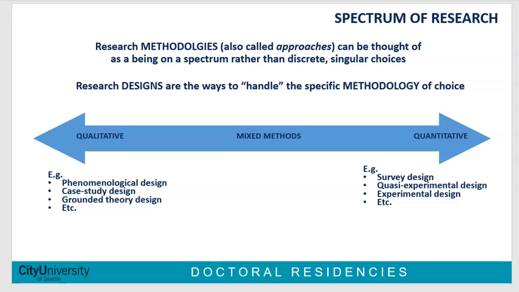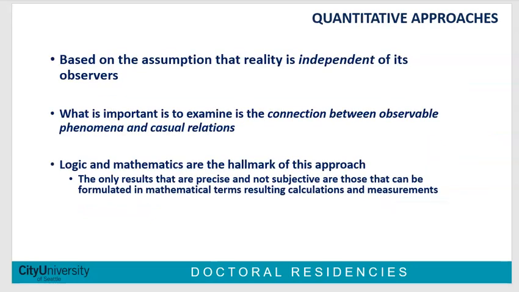So here in this graphic, the designs are given underneath. On the left-hand side here, if you're employing a qualitative methodology, perhaps your research design is going to be phenomenological design. Maybe it's case study design or grounded theory design. Those are designs within qualitative methodology. Whereas on the right side, maybe you want to employ a quantitative methodology and use survey design, quasi-experimental, experimental. So again, using different methodologies and designs along the spectrum of research. Really important point. Let's start with quantitative approaches or quantitative methodologies.